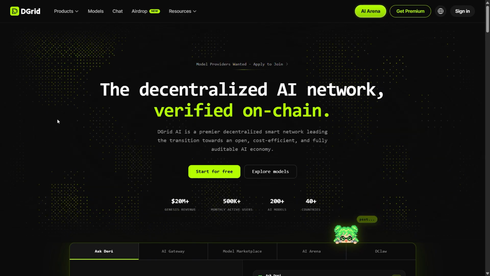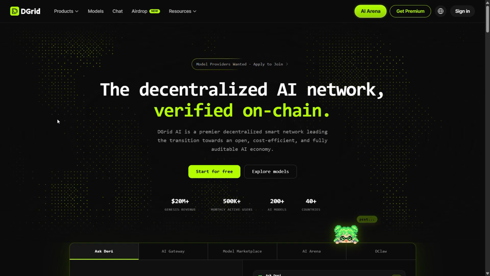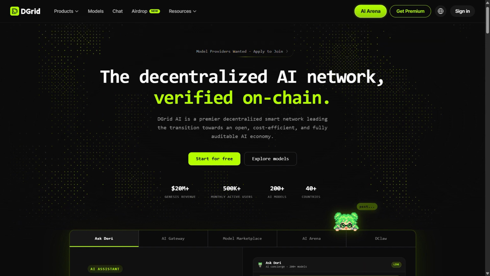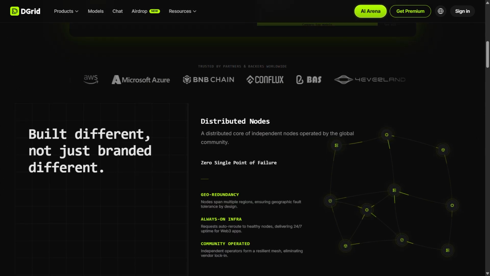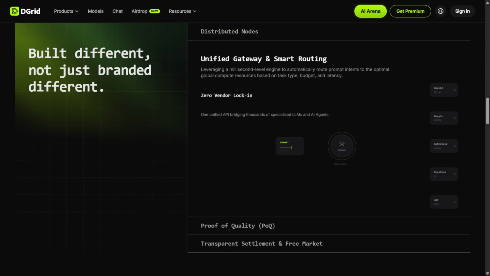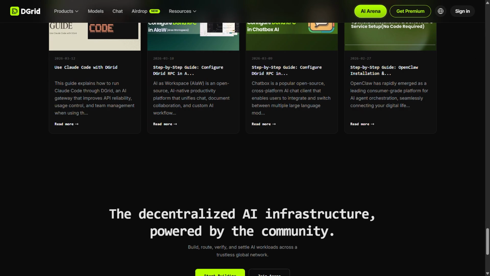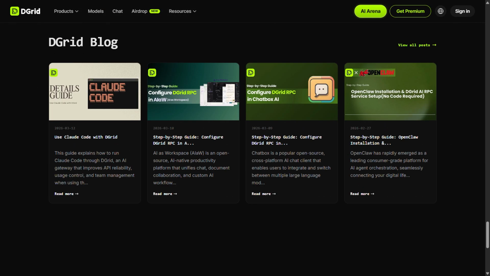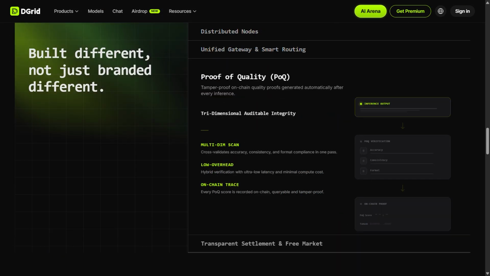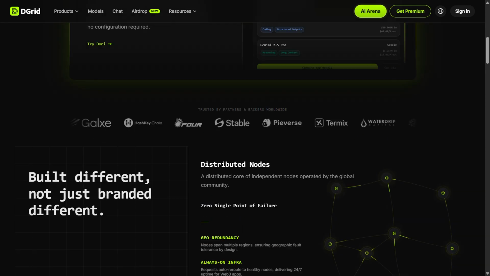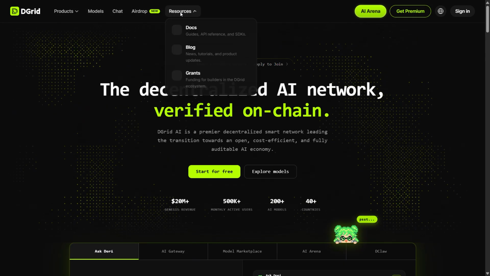The DGrid AI gateway offers an OpenAI-compatible API for accessing more than 200 text, reasoning, coding, image, and multimodal models. Developers can use a single endpoint and authentication flow rather than maintaining separate integrations for each provider. The gateway includes routing, provider fallback, usage records, cost control, and model selection tools. DGrid also operates an AI arena where users compare model responses, and a model marketplace where model providers can publish available models and define pricing.